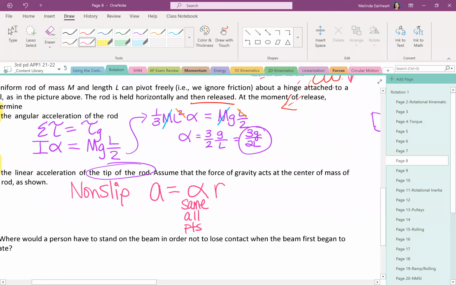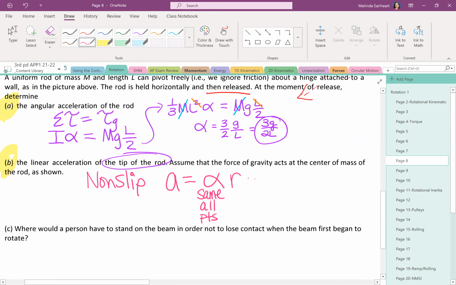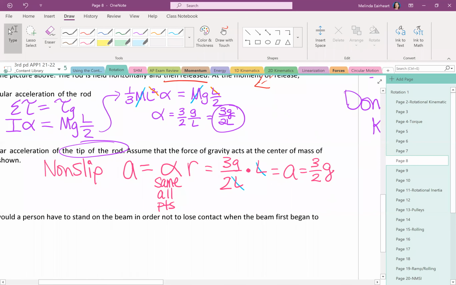And they tell us, this is all variables, so it's already solved for linear. So we know alpha is that 3g over 2L. And then times, what's that radius? What's that distance to the end of this rod? L. So basically what happens here? L cancels and we're left with a linear acceleration of 3/2 times g. Again, variable problems, you usually keep it in terms of g. And that would be your answer here. Okay. Questions?